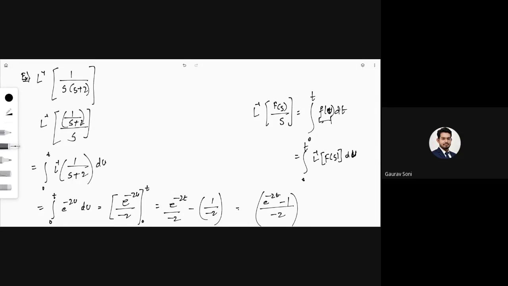So which can also be written as 1 minus e to the power minus 2t by 2. The final solution. Look, in the whole of the chapter, properties are very important. You should be able to remember what is the Laplace transform, what is the inverse Laplace transform. Also, you should understand the notation capital F of s, capital F of s plus a, and so on.